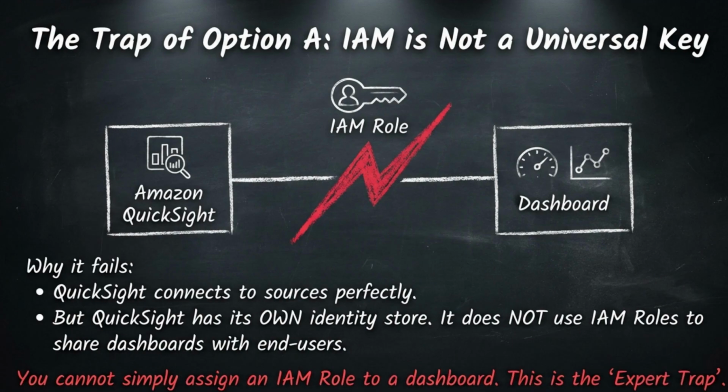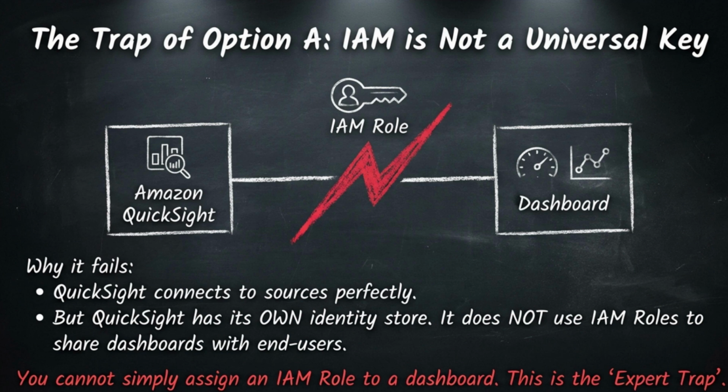And now the most cunning option. Option A. QuickSight service. Connecting all sources? Yes. Providing dashboards? Yes. So where's the problem? IAM roles. This is where many people make mistakes. Amazon QuickSight has its own user management system. It does not use IAM roles for sharing dashboards.